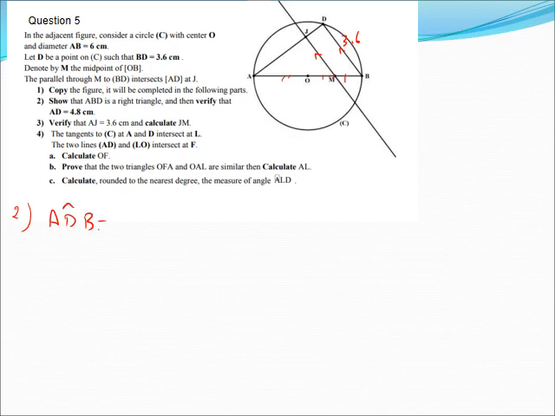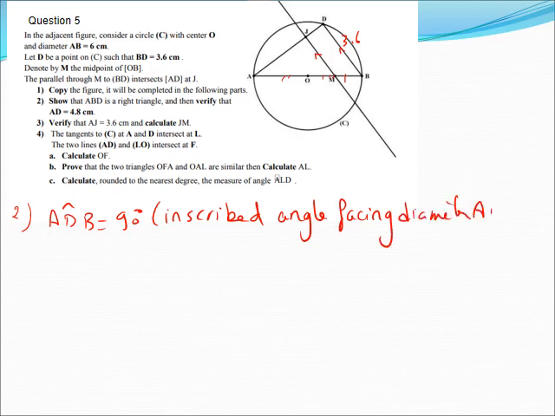ADB equals 90 degrees, an inscribed angle facing diameter AB. So ABD is a right triangle at D.